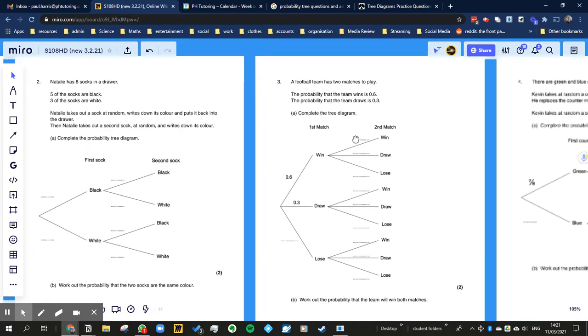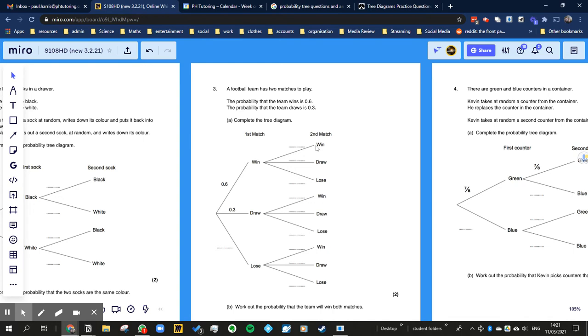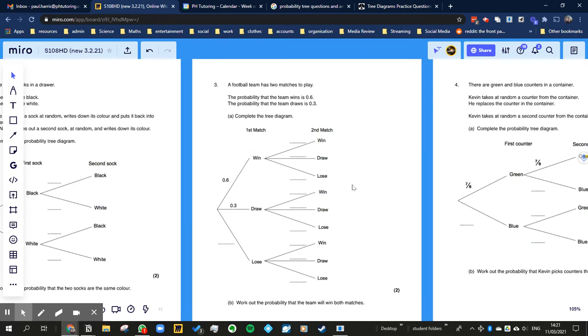Let's have a look at this one now. Probability. A football team has 2 matches to play. The probability the team wins is 0.6. The probability that they draw is 0.3. So the remaining probability is going to be 0.1. The chance of them losing is 0.1. To fill it out again, it's just going to be the same because the second match doesn't seem to be dependent on the first match.